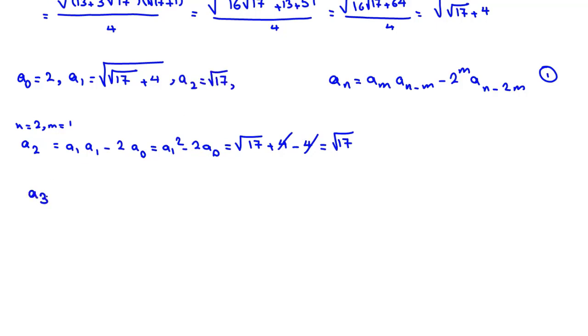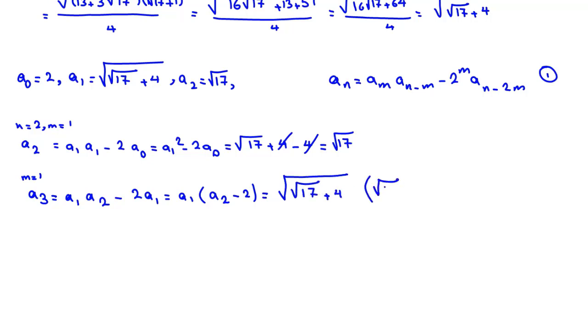A3, for example. A3 is what? You can say A2, m is 1 again, and n is 3. So A1 times A2 minus 2 times A1. Okay. You can factor out A1, it will be A1 times (A2 minus 2). A1 is what? Root 17 plus 4. A2 minus 2 is what? Root 17 minus 2. Now let's calculate A4.